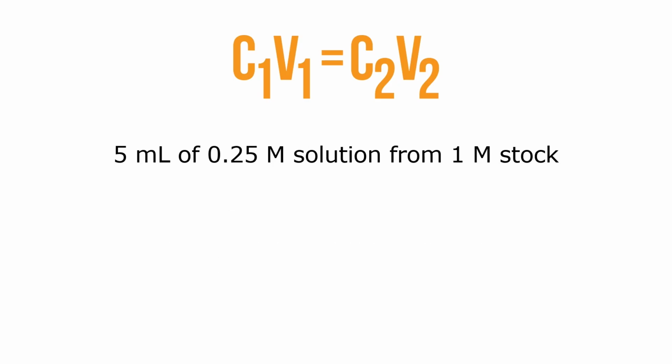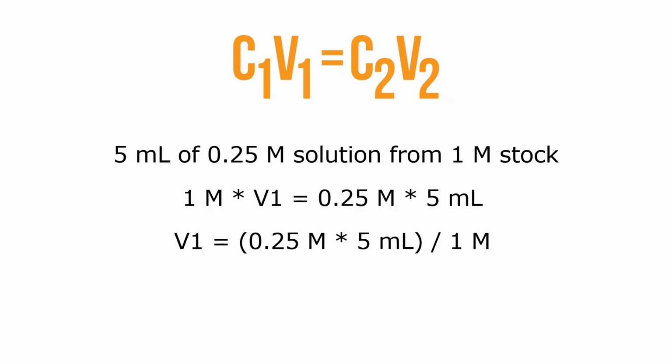Say you need 5 milliliters of a 0.25 molar solution from a 1 molar stock. Plug in your values and then solve for V1. In our example, you would multiply the 5 milliliters by the 0.25 molar concentration, then divide by the 1 molar concentration of stock. This will result in the volume of the stock needed.